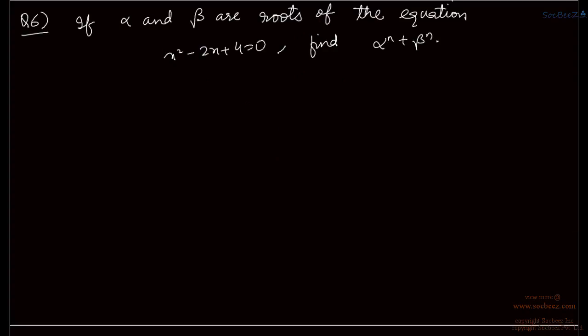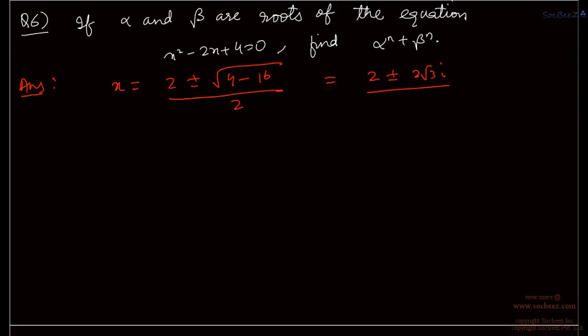Okay. Now, for this question: if alpha and beta are roots of the equation x squared minus 2x plus 4 equal to 0, find alpha power n plus beta power n. Now let us first solve for this equation. So x is equal to 2 plus or minus the square root of 4 minus 16, over 2, which is 2 plus or minus the square root of minus 12, which is 2 root 3 I, by 2.